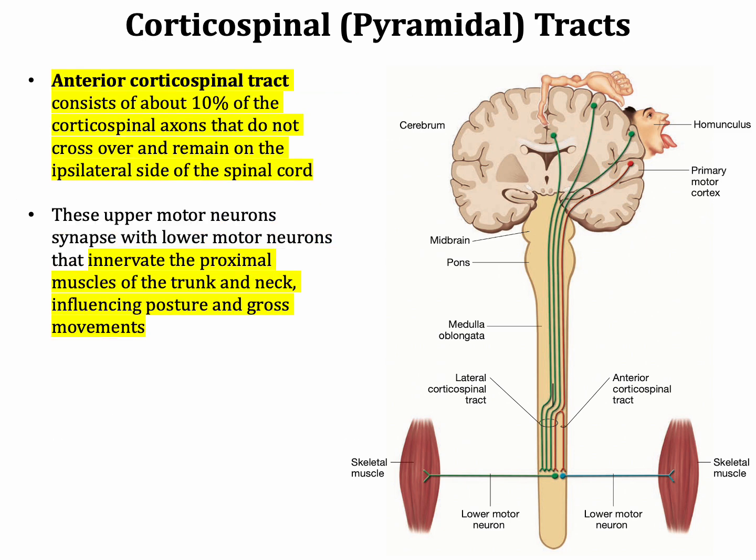For that anterior corticospinal tract, that smaller population here, about 10% of the tract, does not cross over in the medulla. It's ipsilateral, meaning it stays on the same side of the cord. With this population here, it's going to innervate proximal muscles of the trunk, the neck, and it plays more of a role in influencing posture and gross movements, meaning more broad, non-specific movements of the body, trunk, and neck. For the lateral corticospinal tract, that's innervating the bulk of our voluntary skeletal muscle.